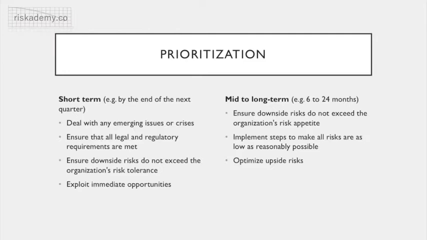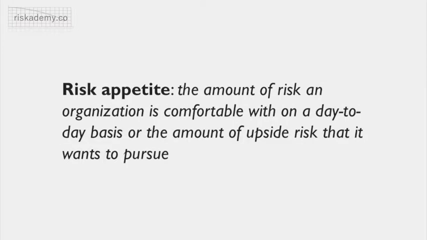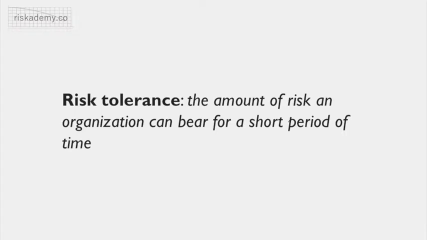Some technical terms have already crept in, so let's define these before we go any further. Risk appetite is the amount of risk that an organization is comfortable with on a day-to-day basis. Risk tolerance is the amount of risk an organization can bear for a short period of time. For organizations with a lower risk appetite, the gap between appetite and tolerance is likely to be relatively narrow. Organizations with a higher risk appetite may be willing to tolerate very high levels of risk for short periods of time.